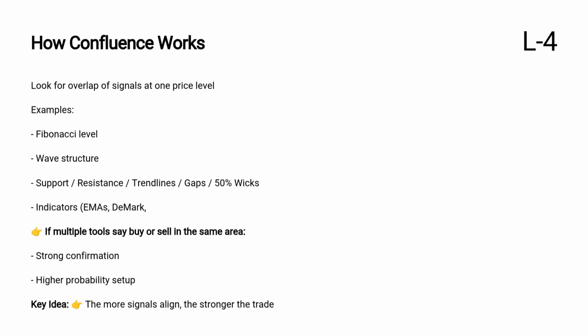If all these different tools, which have nothing to do with each other mathematically, all say sell in the exact same $100 price range, you don't just have a trade, you have a high conviction setup. Key idea: the more signals align, the stronger the trade.